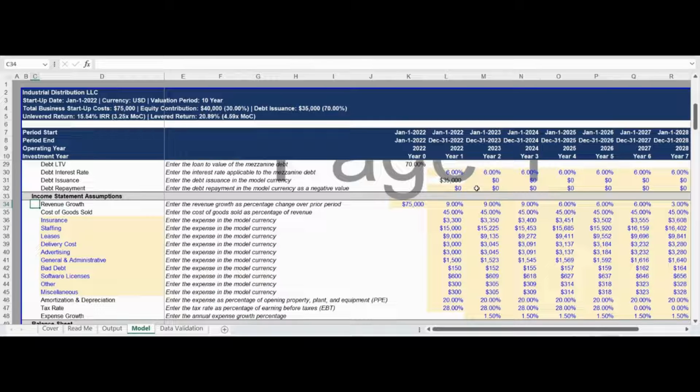This includes all revenue, cost of goods sold, and expense assumptions. Please note the expense line items are highlighted as input cells as they can be customized to your use case. If a different line item label is needed, the income statement in the model will automatically update. The income statement assumption sections also includes inputs for the amortization and depreciation expense, tax rate, and annual expense inflation assumptions.